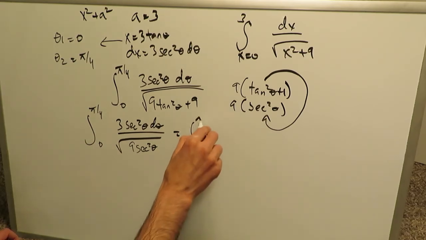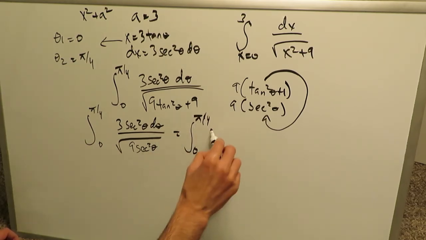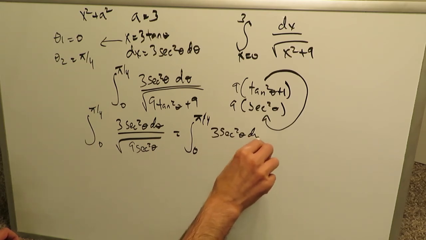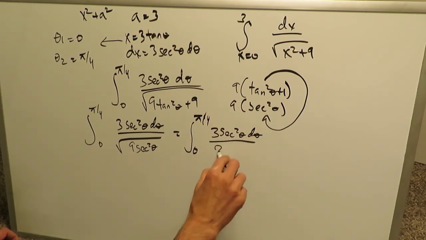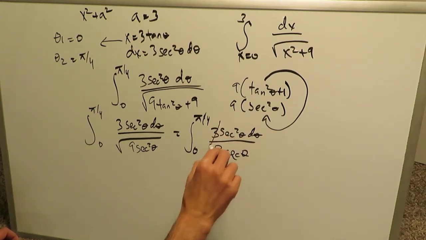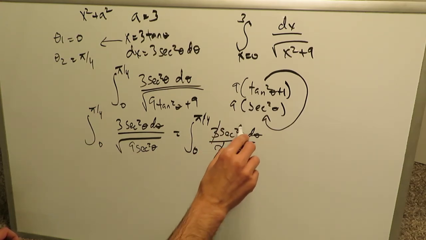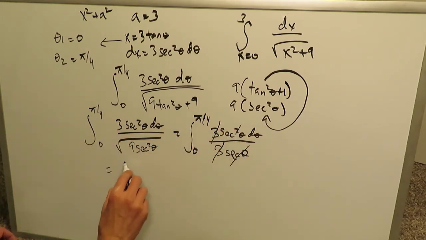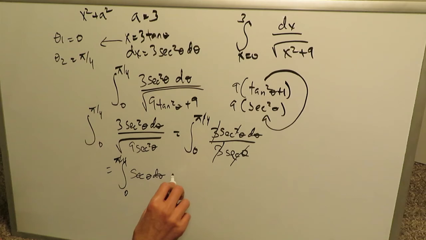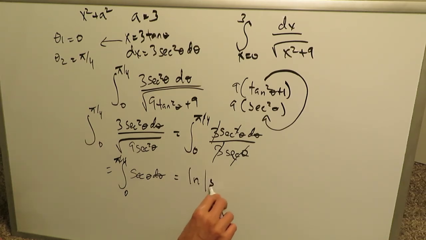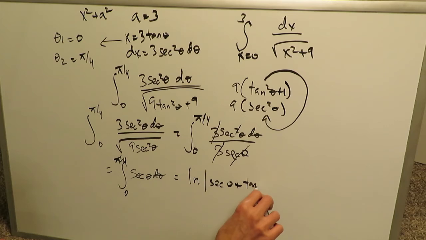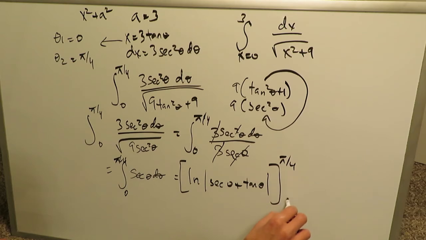You have pi over 4, 0, 3 secant square theta d theta over 3 secant theta. Cancel the 3's, cancel the secant theta, and you will eliminate that power. What you end up with is this: pi over 4 upper interval and 0 lower interval, secant theta only. Secant theta d theta, and you remember the integral of this is what? Natural log of the absolute value of secant theta plus tan theta, over the interval pi over 4 and 0. So how are you actually going to solve this? It's not hard by any means.